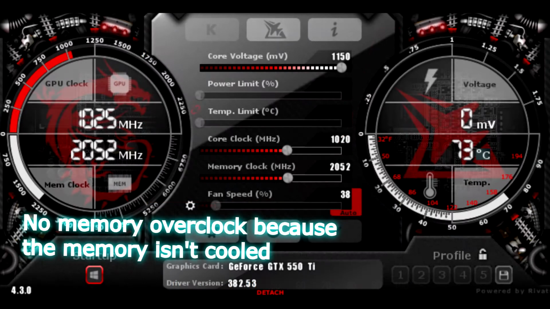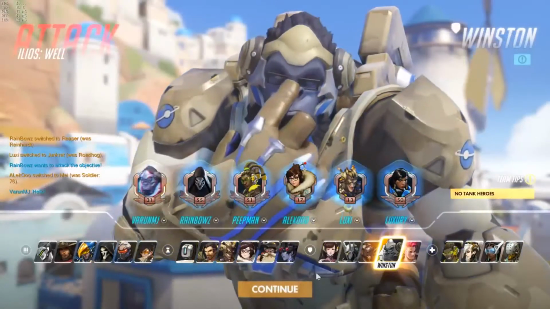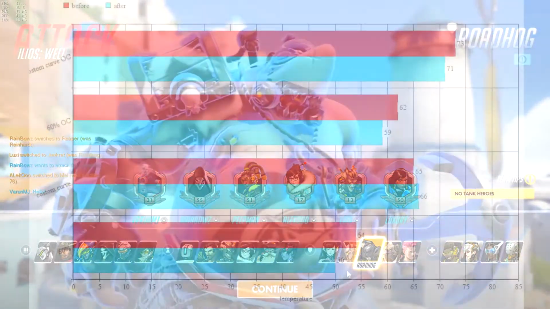And now you can see my overclock settings. They aren't the highest, but it would be unstable if I did anything else. And without any further ado, let's get into the benchmarks.